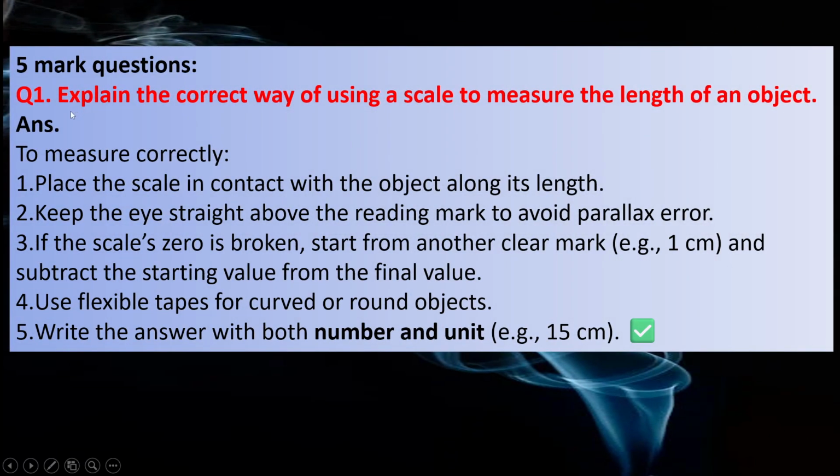5 marks questions. Question number 1. Explain the correct way of using scales to measure the length of an object. Answer: to measure correctly, 1. Place the scale in contact with the object along its length. 2. Keep the eye straight above the reading mark to avoid parallax error.